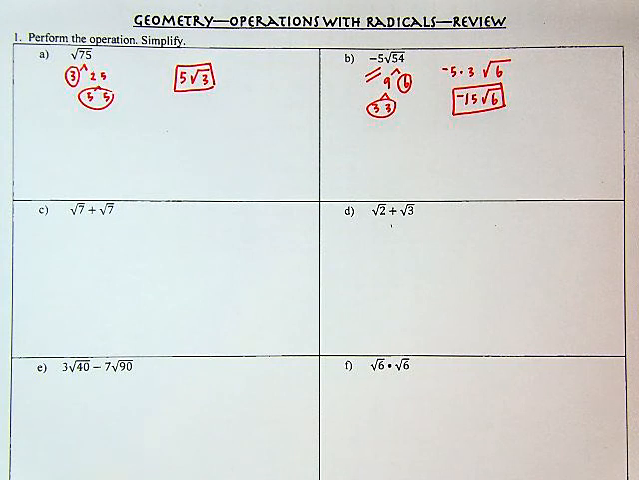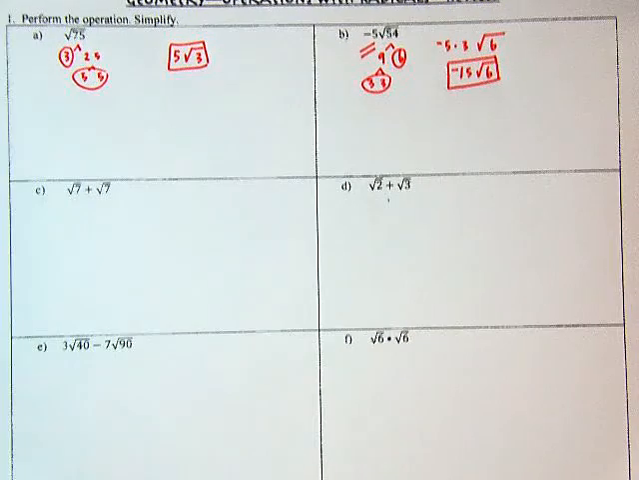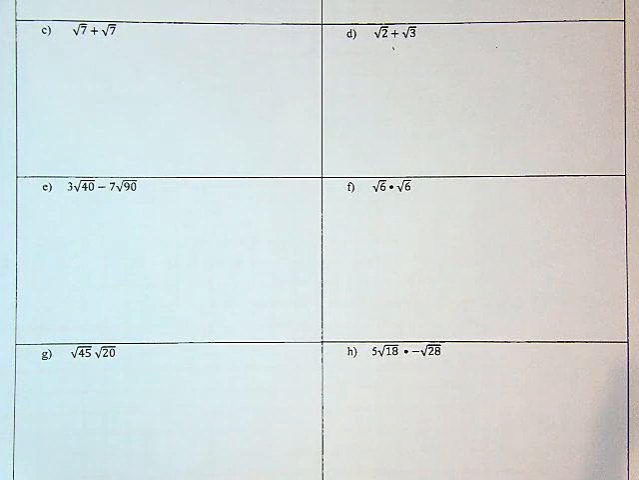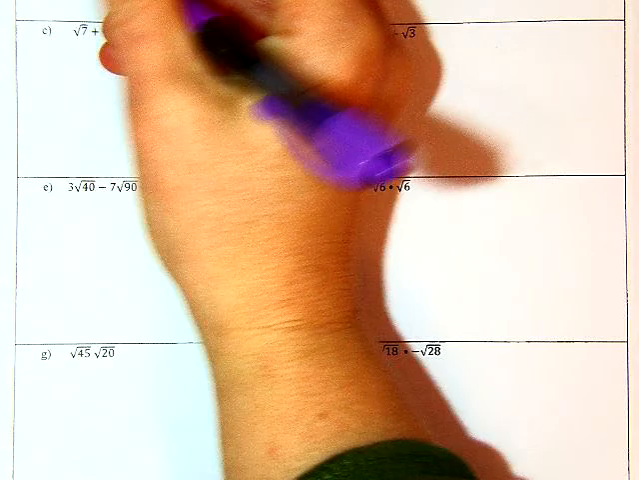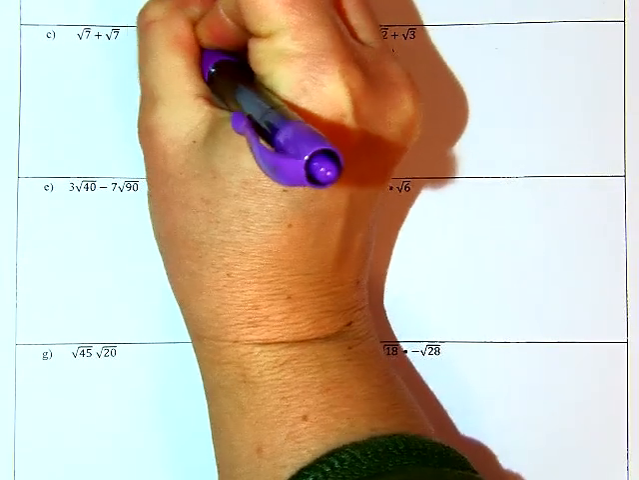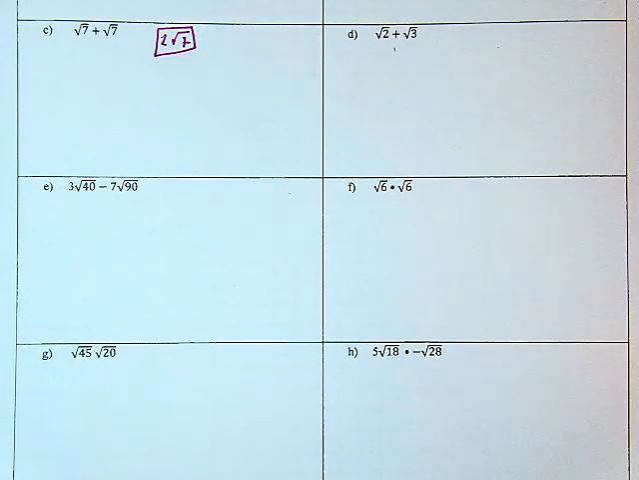All right, next up I'm having you add two radicals. You can only add two radicals when their radicands match. So when the number underneath the square root is the same, then we can combine them. And here we have that. We have 1 root 7 plus 1 root 7. So I really have 2 root 7s. It's just like when you add x plus x, those are like terms, you would get 2x.